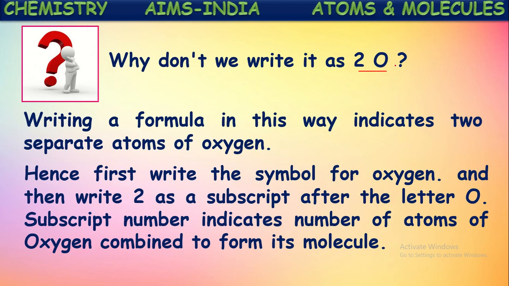Hence, first write the symbol for oxygen, that is O, and then write 2 as a subscript after the letter O. At the right side bottom, as a subscript, we have to represent this number 2. The subscript number indicates the number of atoms of oxygen combined to form its molecule. So the molecular formula of oxygen should be written as O2 but not 2O.